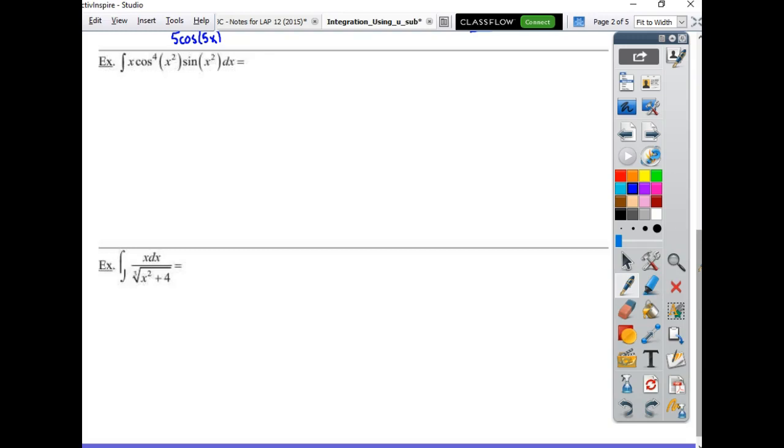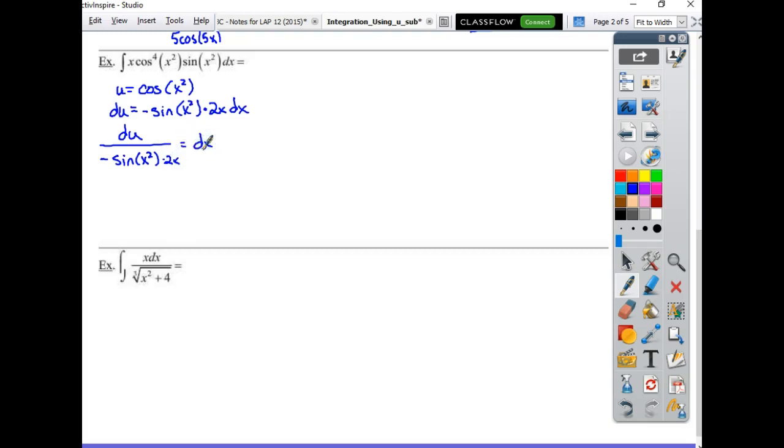What we do is we take a look, and some of you may have tried 2x or x squared, and x squared would cancel this, but we still would have gotten a cosine to the fourth of u, sine of u du. Not very useful. What we should have done is selected for our u the cosine of x squared, which when we take the derivative of that happens to be negative sine of x squared times 2x dx, or simplifying that so that we can substitute the dx, negative sine of x squared times 2x is my dx.